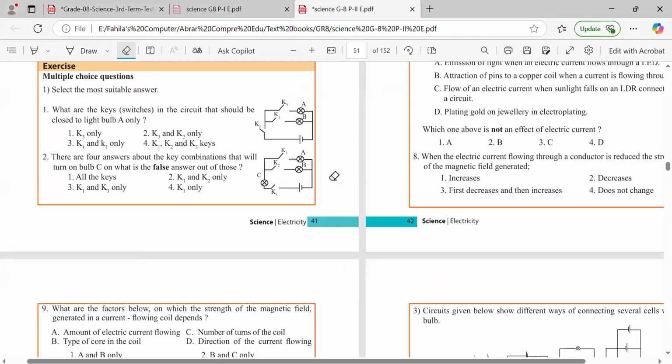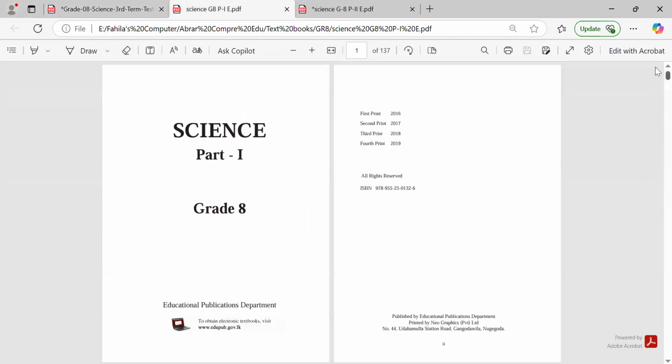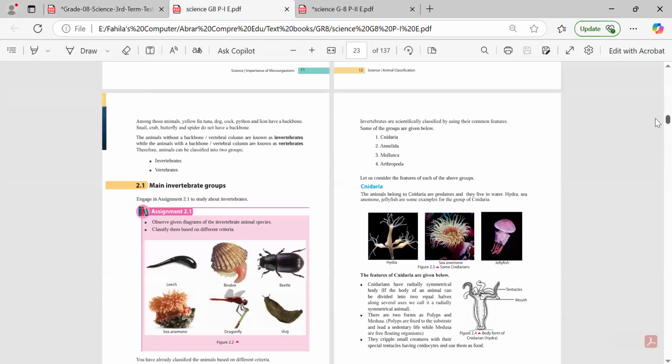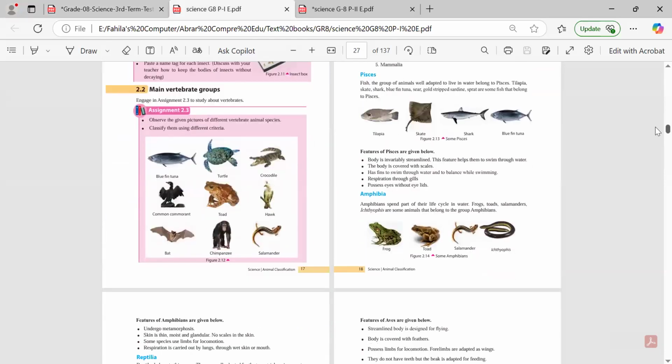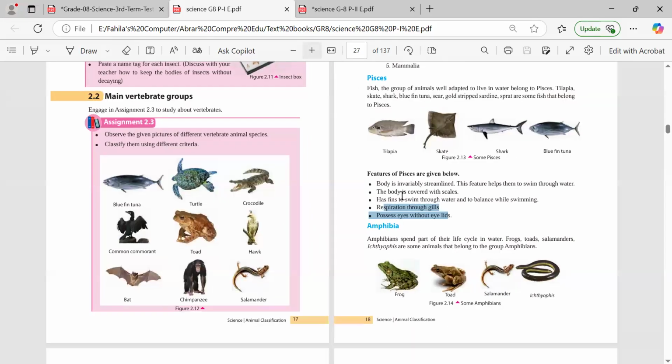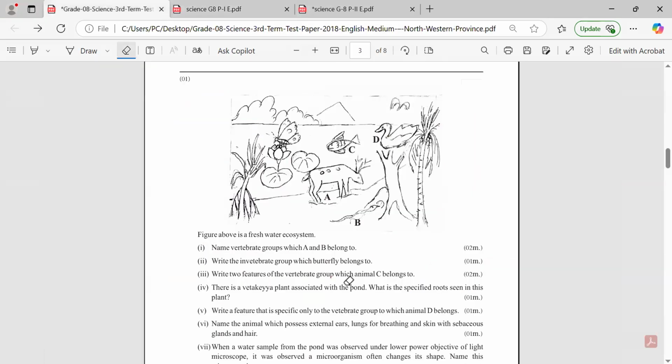If I go to your textbook, I'll show you all what they have mentioned. Here they are. Okay. So respiration through gills, right? And the body is covered with scales and streamline shaped, right? And of course they have fins and possess eyes without eyelids. Okay, that also you can mention.